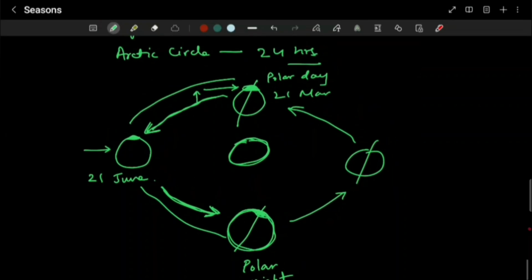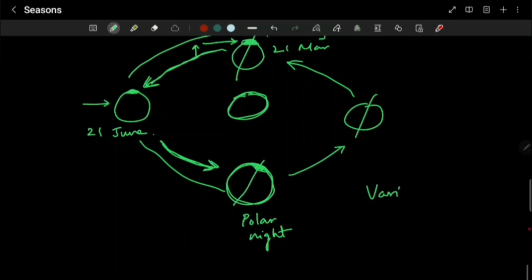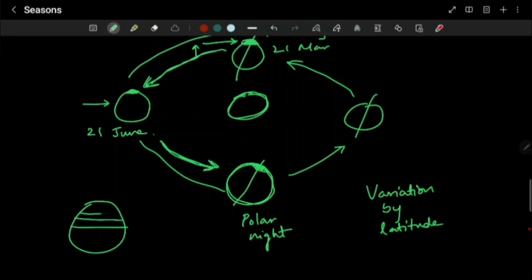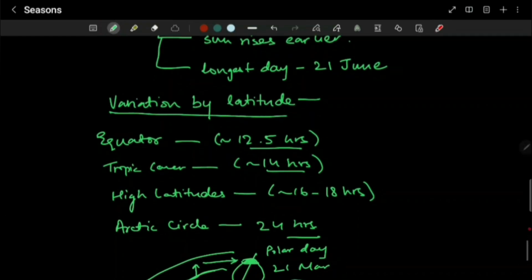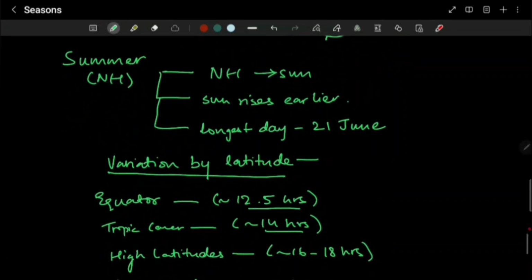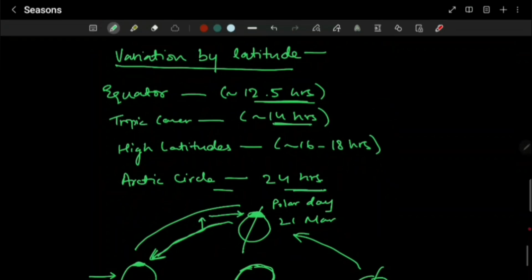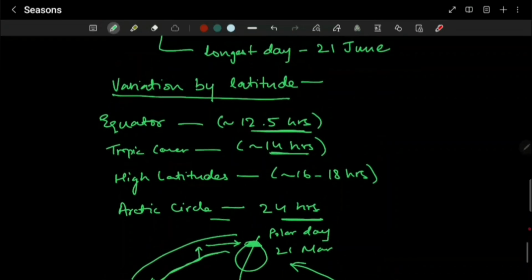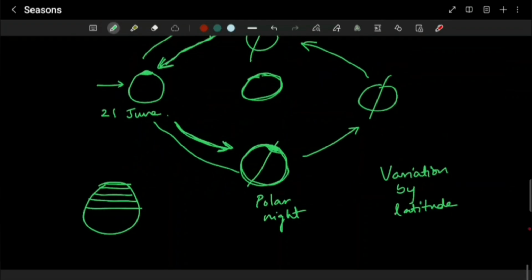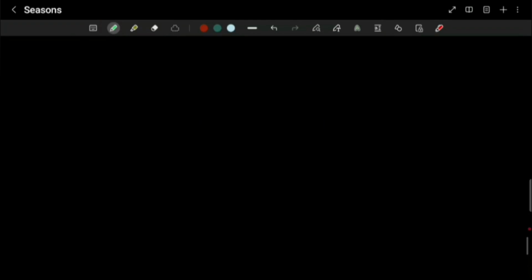Keep in mind that there is one important thing, that is the variation by latitude, which says that as we move from the equator towards the poles, the difference between the length of day changes. Like I showed you here, when it was summer in the northern hemisphere, the equator has 12.5 hours of day, Tropic of Cancer has 14 hours of day. So you see that the length of day is increasing until the Arctic Circle, where it is complete daylight for 6 months. Okay, and again if we talk about winters, the situation will get reversed.